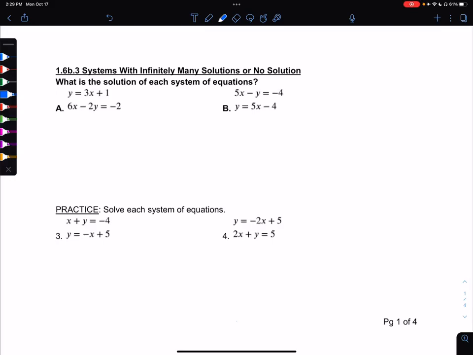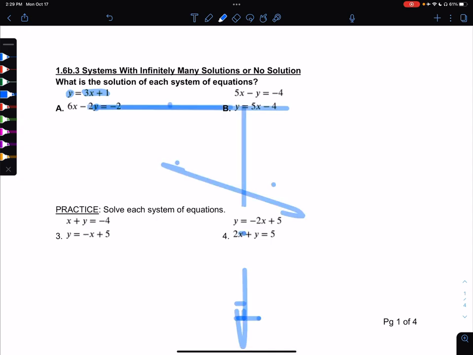Here we're going to look at systems with infinitely many solutions or no solution. The concept in the start of this is the same, where we're using the substitution method and taking our y equals 3x plus 1 and replacing the y value with 3x plus 1.